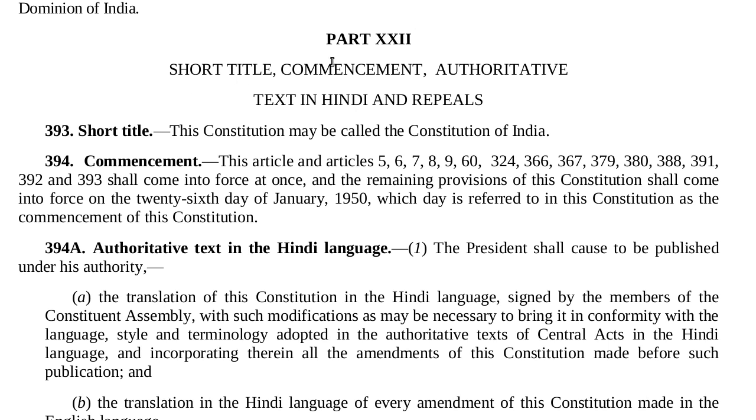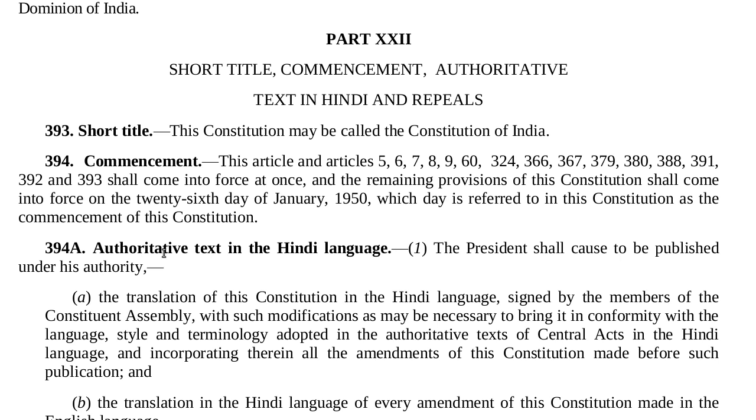The Constitution of India, Part 22: short title, commencement, authoritative text in Hindi and repeals. Article 393, short title: this Constitution may be called the Constitution of India. Article 394, commencement: this article and Articles 5, 6, 7, 8, 9, 60, 324, 366, 367, 379, 380, 388, 391, 392 and 393 shall come into force at once, and the remaining provisions of this Constitution shall come into force on the 26th day of January 1950, which day is referred to in this Constitution as the commencement of this Constitution.